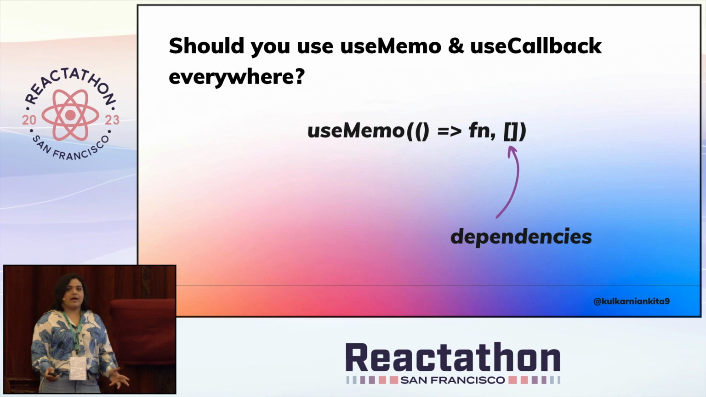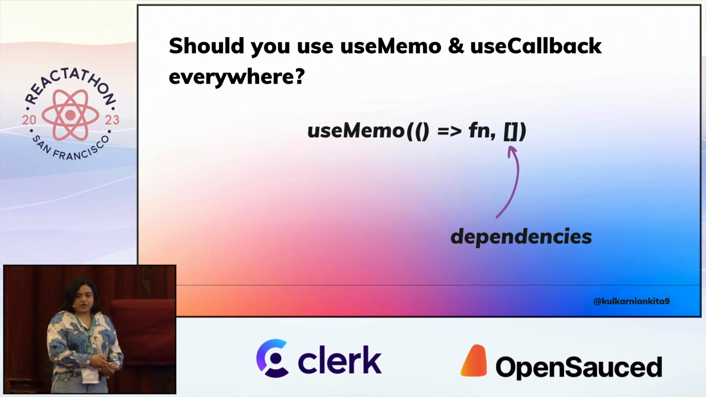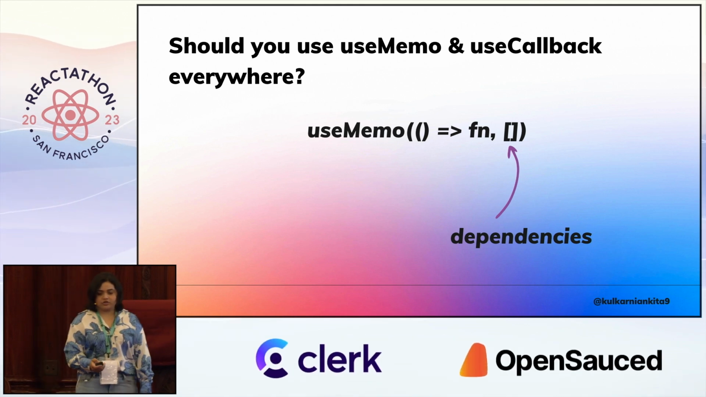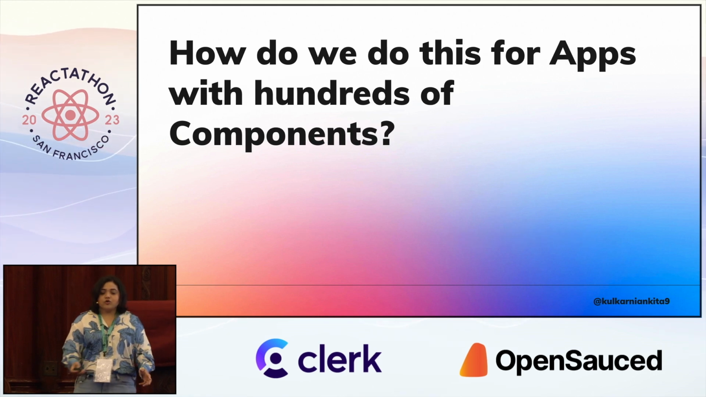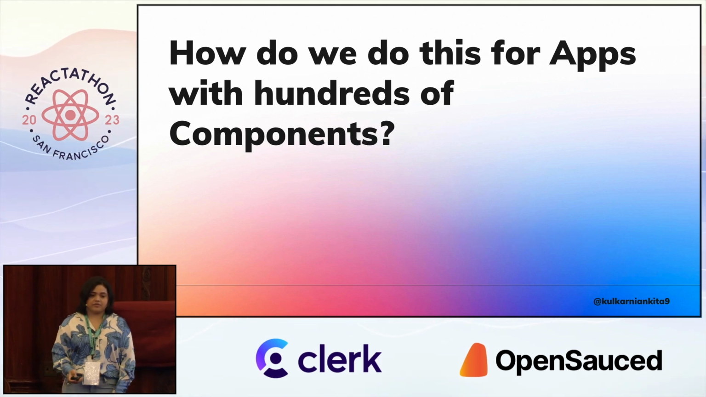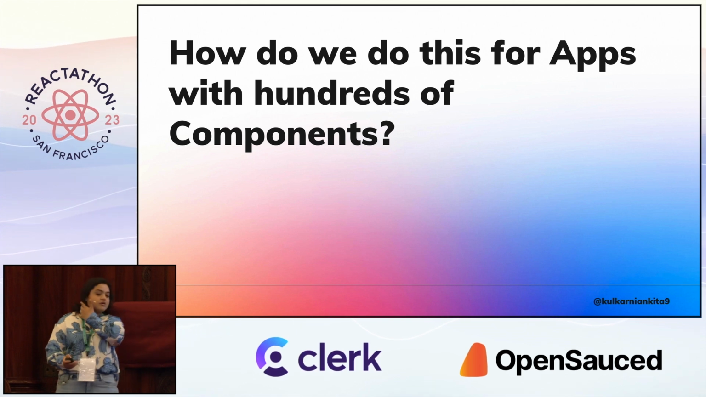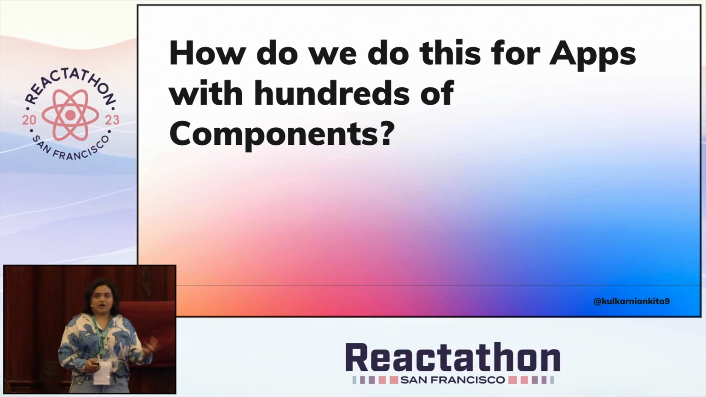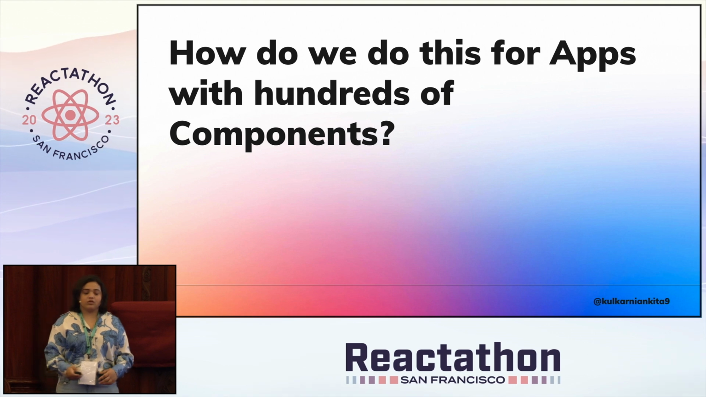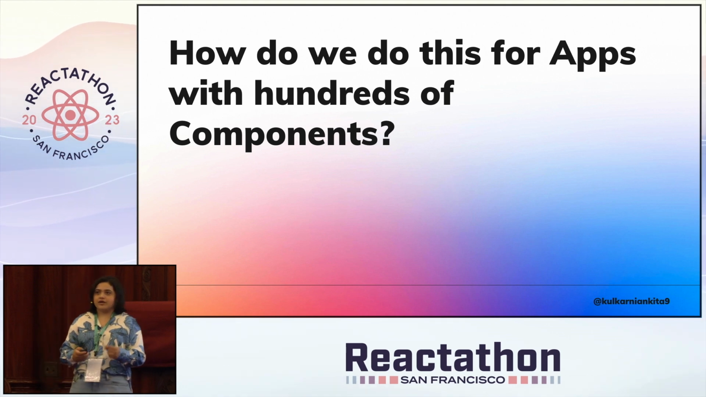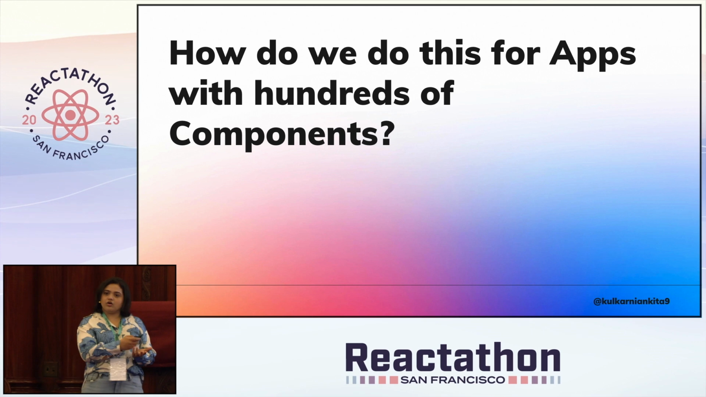But you don't want to wrap every single function in general with useMemo and useCallback. So how do we do this for hundreds of apps, hundreds of components in general? Because we just talked about dark mode, which is a very simple, straightforward example. But you can think of it like a very good basic example, which does cover a lot of use cases.